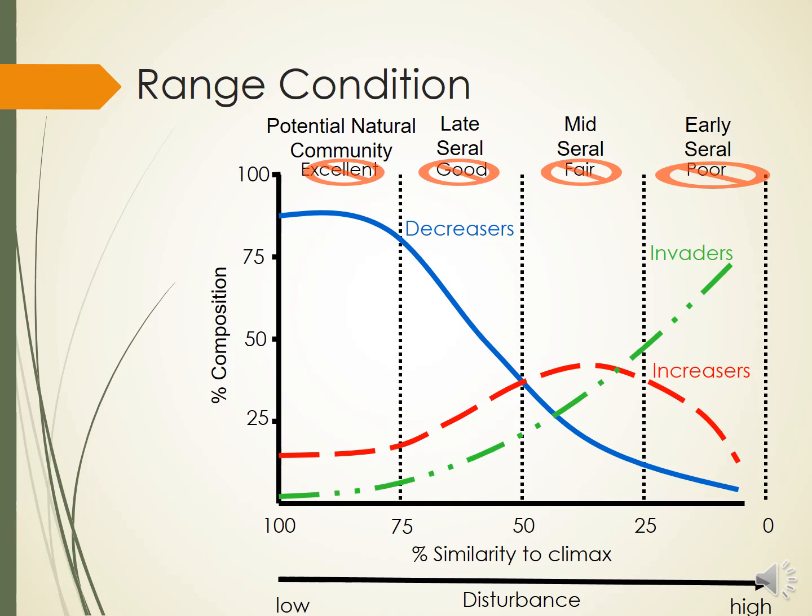But as you move into the mid-seral category, you're going to see an increase in the increasers and invaders. And by the mid-seral category, increasers are going to start to dominate that species composition. As the site trends towards the early seral stage, the invaders are going to start to dominate. And again, these changes in plant community composition are going to be driven by that disturbance influence.